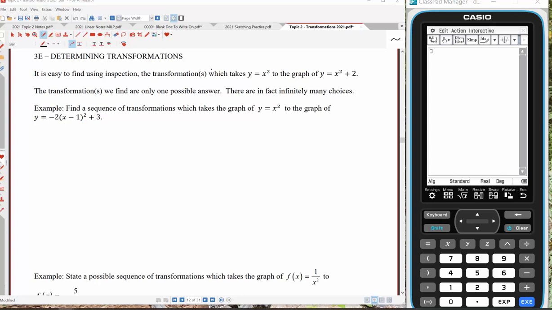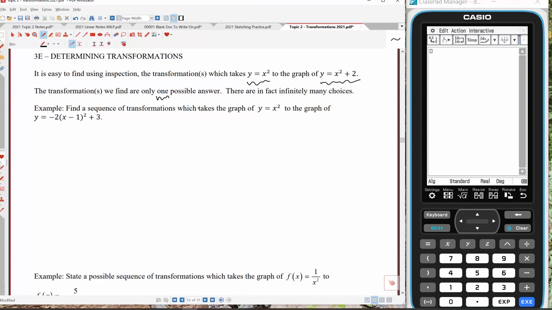All right, so it's easy to find using inspection the transformation which takes y equals x squared to the graph of y equals x squared plus 2. That is, this graph here would be translated 2 units up to turn into this. The transformations we find are only one possible answer. In fact, there are infinitely many choices. So this one here, you could translate 10 units up and 8 units down. You could do all sorts of things to it to turn it into this.